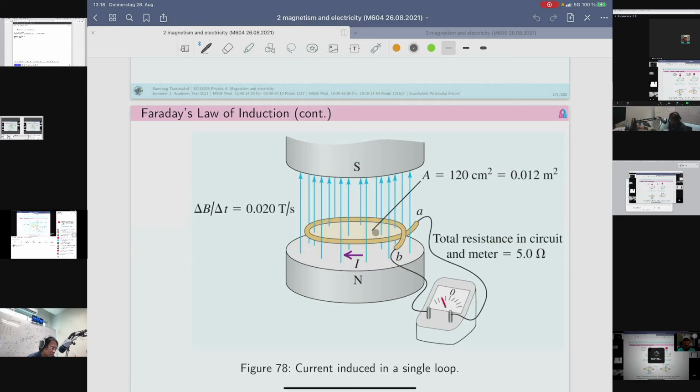So we have to talk about Faraday's law, right? We have Faraday's law as this one, where epsilon is the induced EMF.